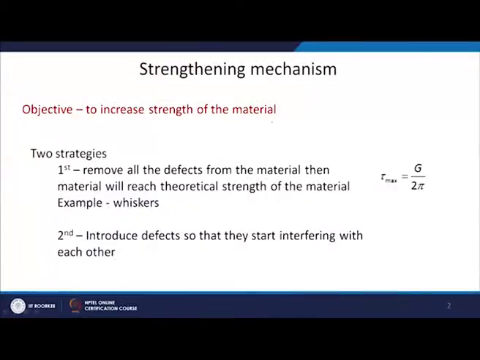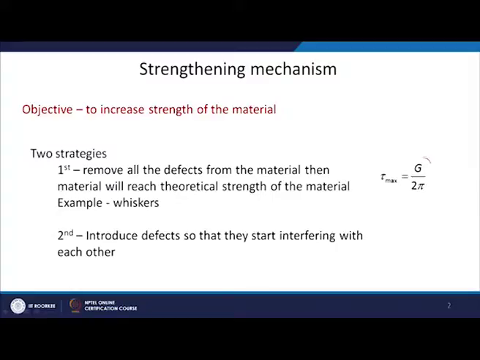So, we will start with the strengthening mechanism. There will be different strengthening mechanisms which we are going to discuss. My objective when I want to discuss strengthening mechanism is to increase the strength of the material. That is my objective. Now, there can be two strategies to do that. First is remove all the defects from the material.